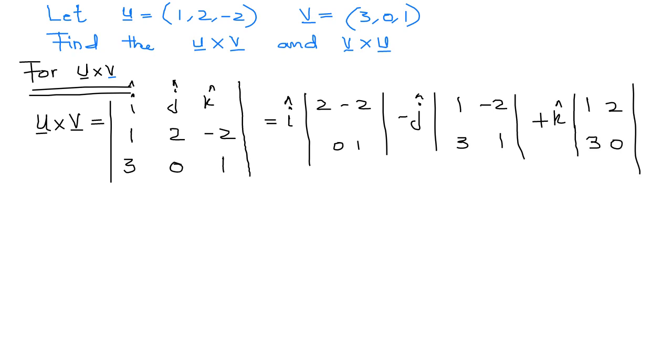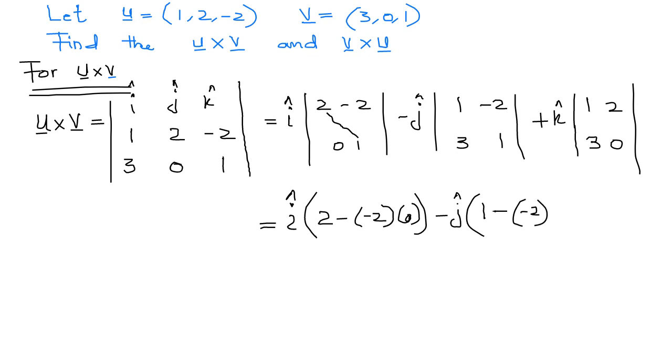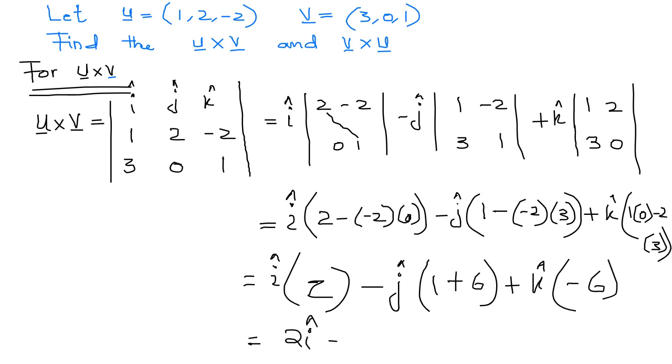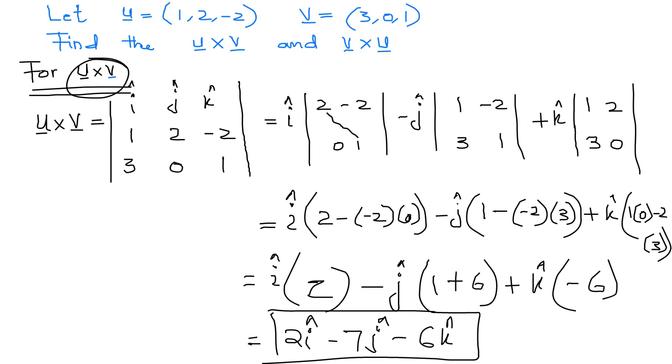Okay. So similarly, you can find the i component: 2 multiplied by 1, that is 2, minus 2 times 0. Okay, so what is the j component? The j component is 1 multiplied by 1 minus 2 times 3, plus the k component, that is 1 multiplied by 0 minus 2 multiplied by 3. Okay, so simplify it. What will you get? i times 2 minus 0, so 2i. Minus j times 1 plus 6, and plus k times minus 6. Okay, so you can write 2i minus 7j minus 6k. Right? So this is the cross product of the two vectors.